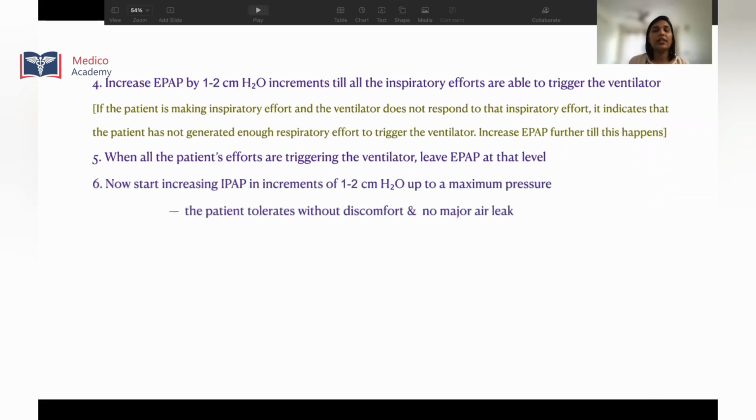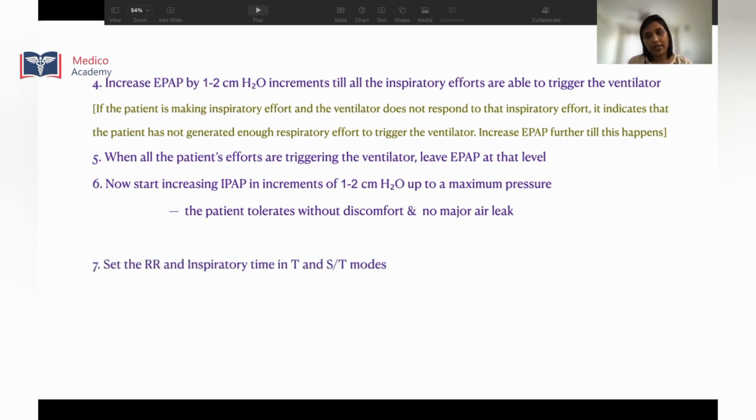Now you start increasing the IPAP, because we've already set it at 4 to 6, right? You increase it by 1 to 2 centimeters of water up to a maximum pressure, looking at the tidal volume, to see if the patient is getting enough tidal volume. And you reach a pressure point where the patient will tolerate that pressure without discomfort. You also have to see whether there is any air leak. Suppose a patient has no air leak and tolerates 10 centimeters of water without discomfort, but when you give 12 centimeters of water, there is either an air leak or the patient says it's too much discomfort, then bring it back to 10 centimeters of water and leave it there.